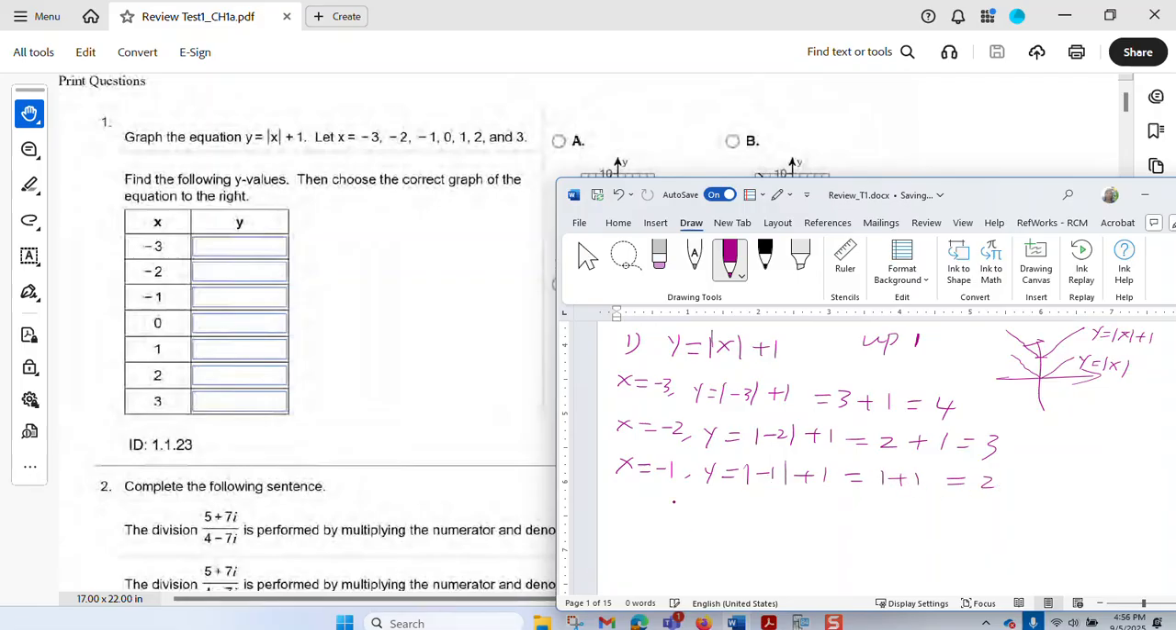When x equals 0, y will be the absolute value of 0 plus 1. The absolute value of 0 is still 0, so 0 plus 1 is 1. And if you plug in a positive 1, it is also equal to 2, because the absolute value of 1 is 1, plus 1. When you have a positive 2, it's also 3, because the absolute value of -2 is always positive. So that is how you calculate this one right here.